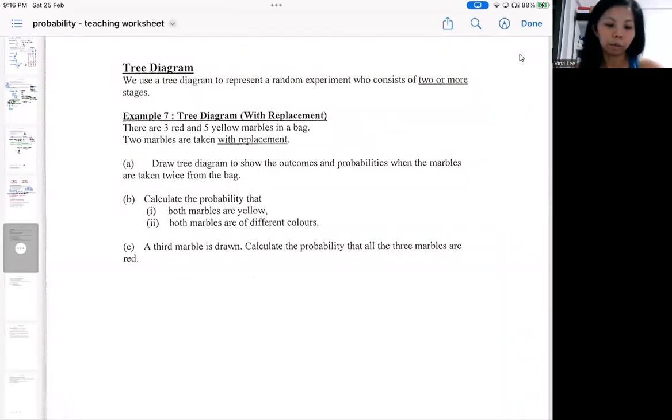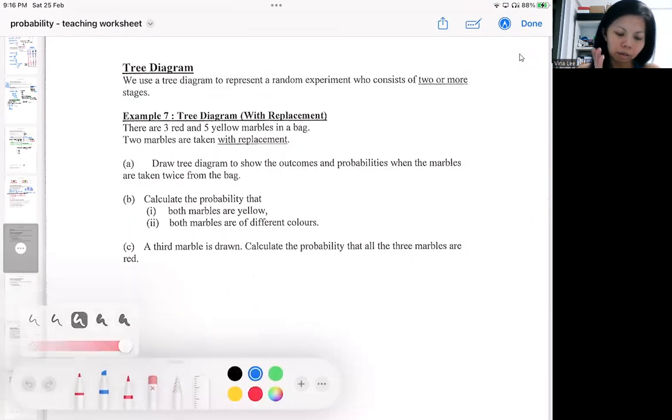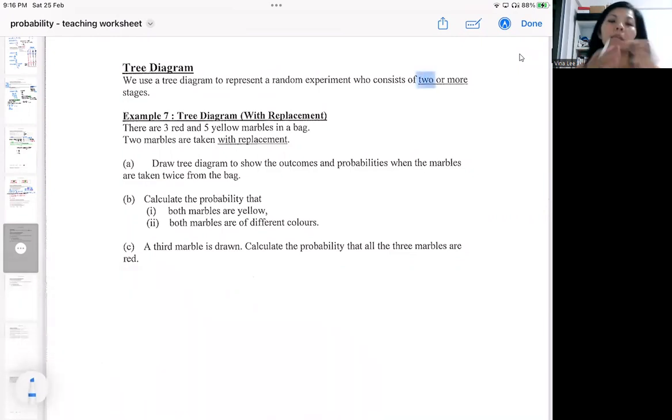In this section of probability, we are learning to draw a tree diagram for an experiment that consists of 2 or more stages. Typically, it's only 2 stages or sometimes 3 stages. So it can be something like you take 2 items, or you do step 1 followed by step 2. So it's usually for experiments that involve 2 stages.